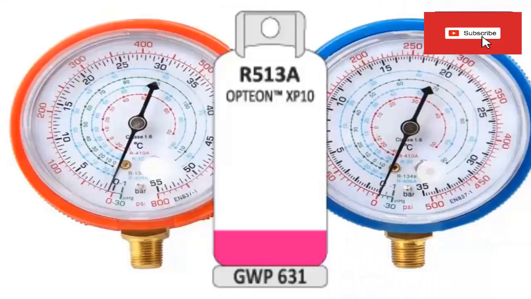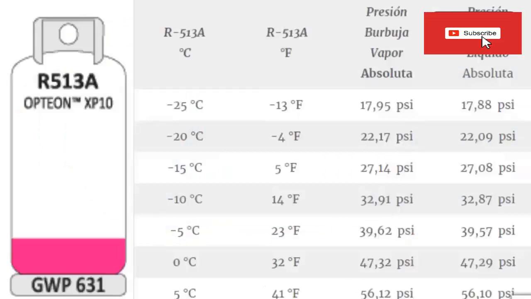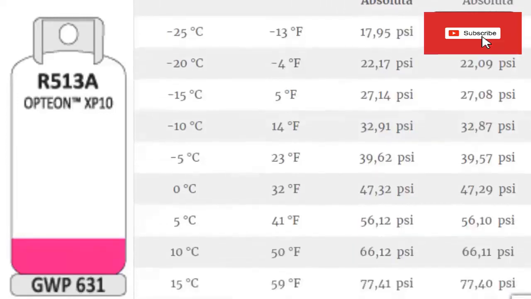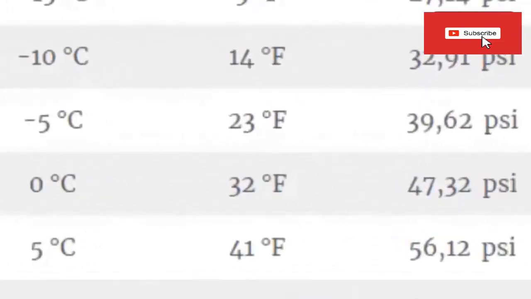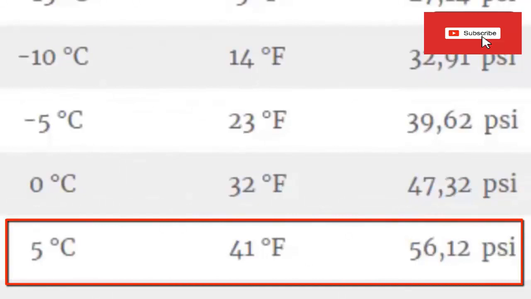On the screen we have the table of pressure and temperature of the refrigerant gas R513a. We are going to study its most used pressures. Let's start by saying that R513a has no slip, therefore the bubble and dew pressures are practically the same. For an evaporator temperature of 5 degrees C, about 41 degrees F, according to the table, there is an absolute pressure of 56.12 psia.